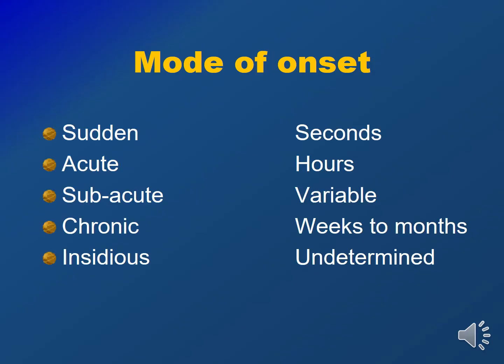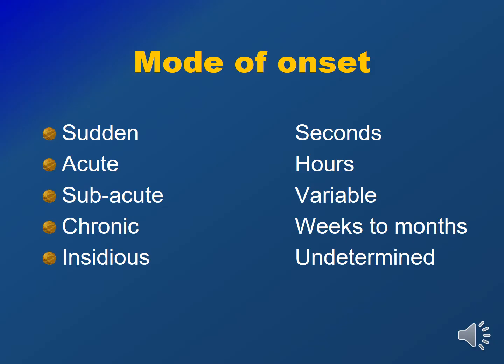Mode of onset. What is meant by onset? Onset means the time between a completely healthy condition and the full picture of the disease. This time could be seconds, hours, or may even be days. So we divide onset into sudden, acute, subacute, chronic, and insidious.